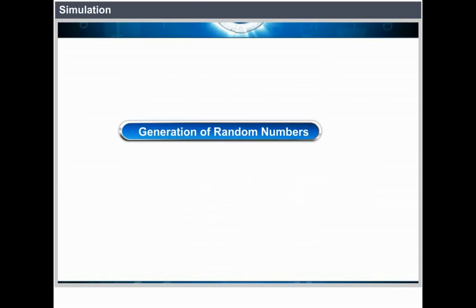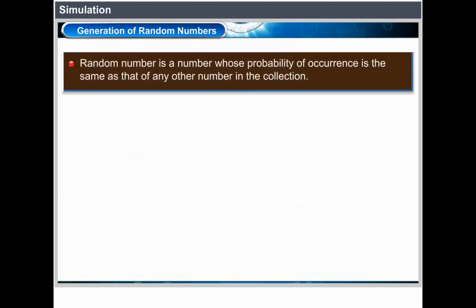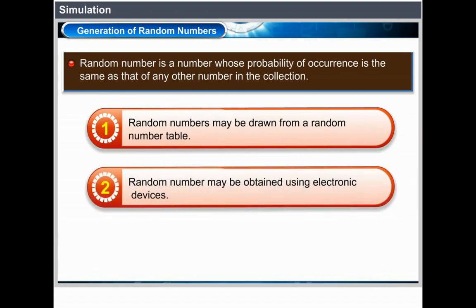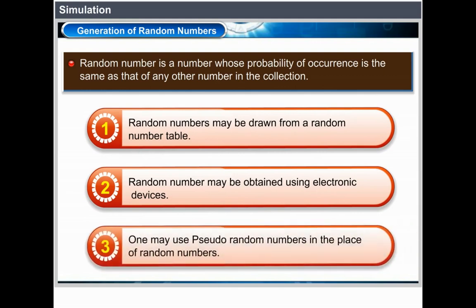Generation of random numbers. A random number is a number whose probability of occurrence is the same as that of any number in the collection. Number 1. Random numbers may be drawn from a random number table. Number 2. Random numbers may be obtained using electronic devices. Number 3. One may use pseudo-random numbers in place of random numbers.